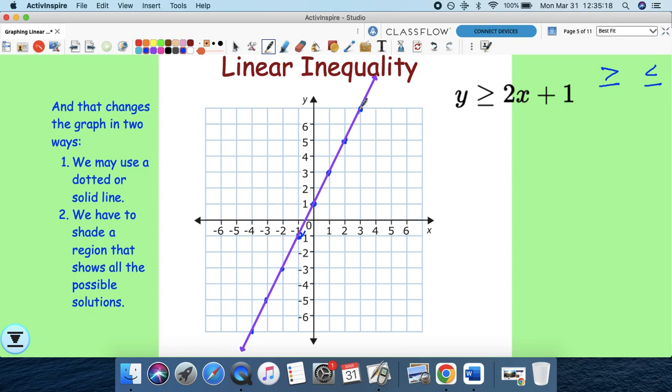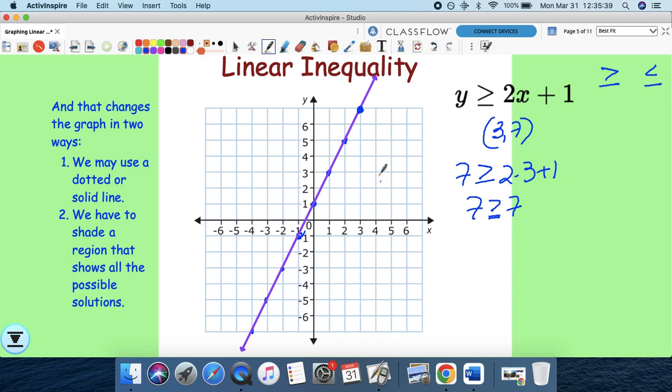And we used the point (3, 7), so I'm just going to use it again. So we get 7 is greater than or equal to 2 times 3 plus 1, and notice that 7 is greater than or equal to 7. It's not greater, but it's definitely equal to 7. So this point (3, 7) works. So we know points on the line will make this inequality true.